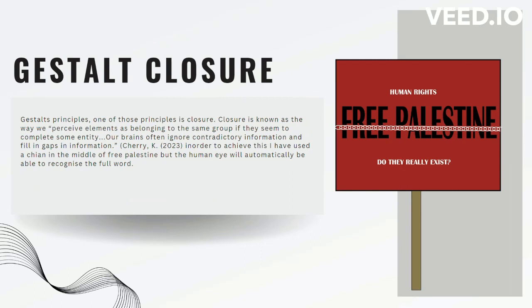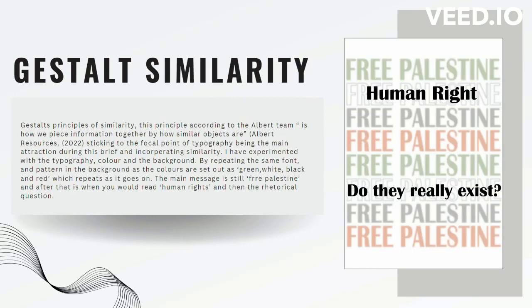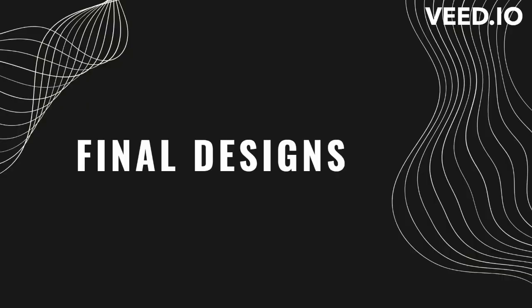Gestalt's principle of closure is known as the way we perceive elements as belonging to the same group if they seem to complete some entity. Our brains often ignore contradictory information and fill in gaps in information. Gestalt's principle of similarity, according to the Albert team, is how we piece information together by how similar objects are. This has been achieved through the color and a repetition of the typography in the background.